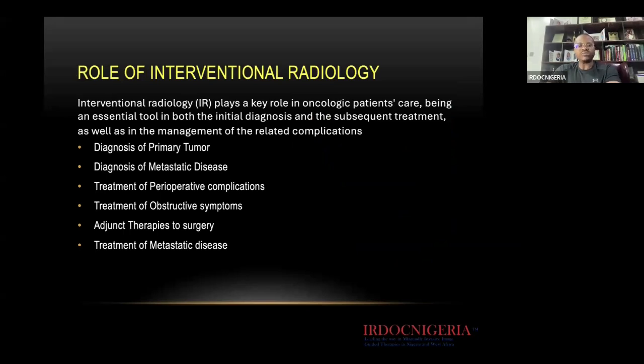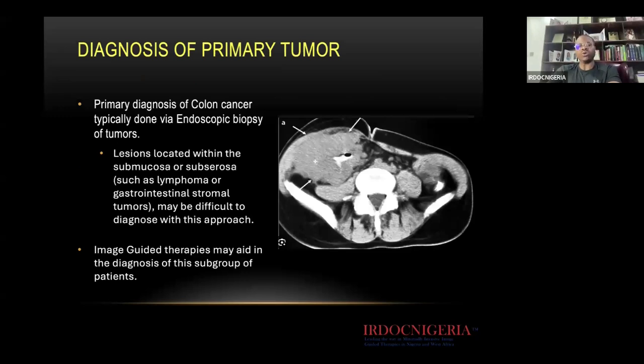As you know, interventional radiology plays a key role in the management of oncologic patients. We actually have a fourth pillar of oncology now called interventional oncology, where we do a lot of work with cancer patients, a lot of work with patients with hepatocellular carcinoma, biliary malignancies, and then metastatic disease from other cancers. We can play an essential role in both the diagnosis of these cancers and the subsequent treatment of these patients: in diagnosing the primary tumor, doing things like biopsies, in diagnosing them when they have metastatic disease, also treating perioperative complications for patients who have surgery, and also treating patients who have obstructive symptoms in colon cancer. We also play an adjunctive therapy role to surgery in most cases, and we do primary treatment for metastatic disease. So I'll just go through what our role is in colon cancer.